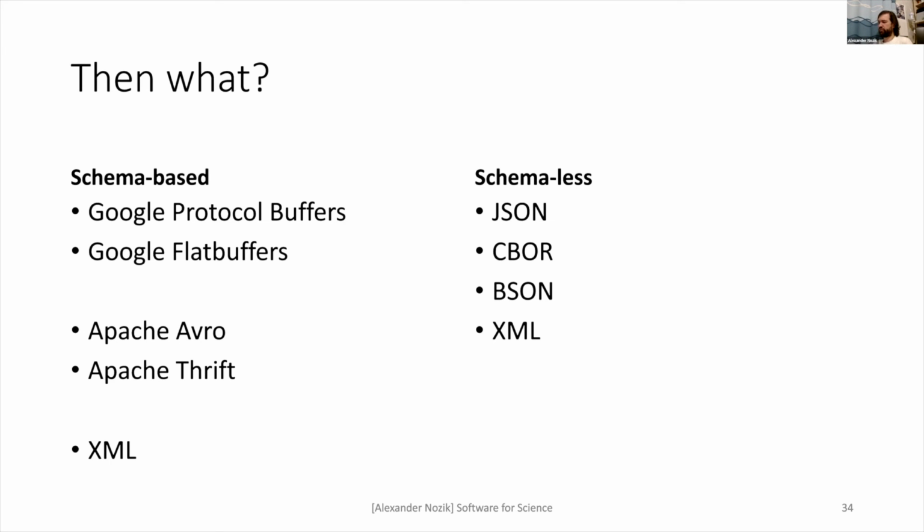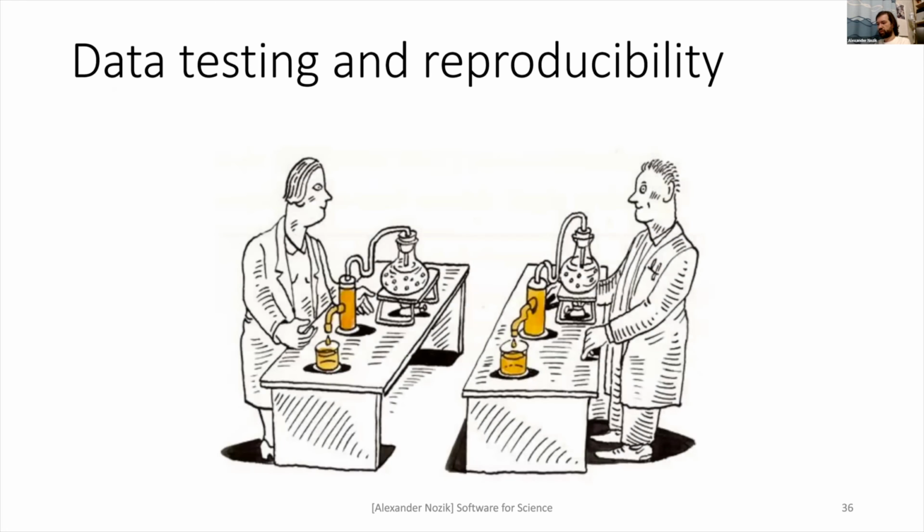And of course, if you are inside a single ecosystem like Kotlin, you can create data binding. I mean, use your classes as a schema for your serialization, but it doesn't work well outside of your ecosystem. Okay. Data testing and reproducibility.